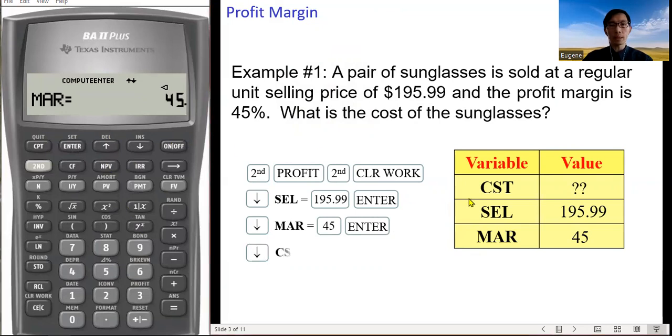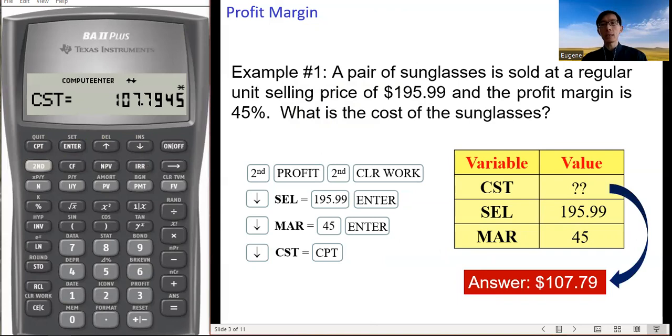And then we can press the down arrow key to get back to the variable CST, the cost. Pressing the CPT button to compute the cost. And we get the cost of the sunglasses, $107.79. The next question.